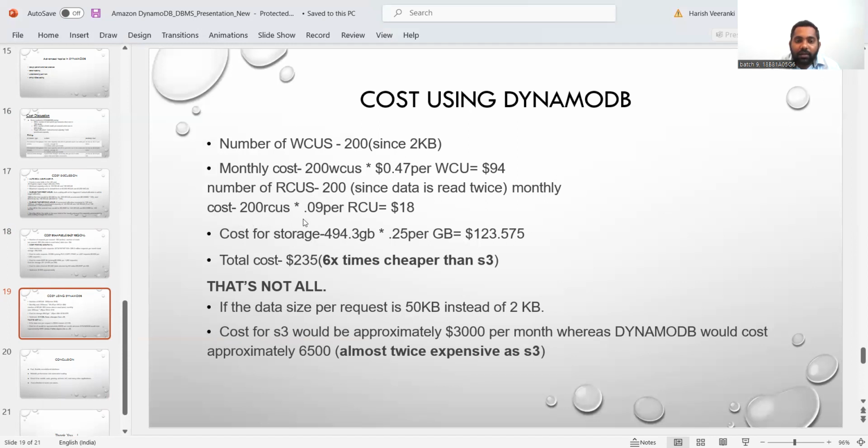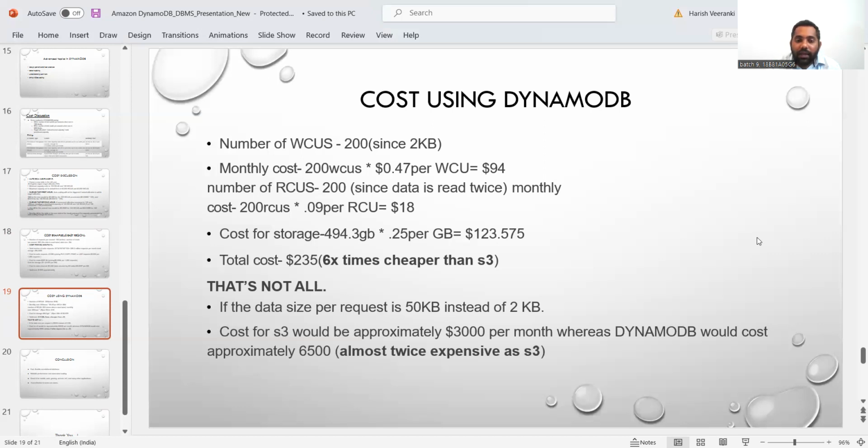The monthly cost is going to be 200 RCUs into $0.09 per RCU. That's going to be $18. And the cost for storage is 494.3 GB into $0.25 per GB, and the overall is going to be $123.575. And the total cost is $235, which is 6 times cheaper than S3.